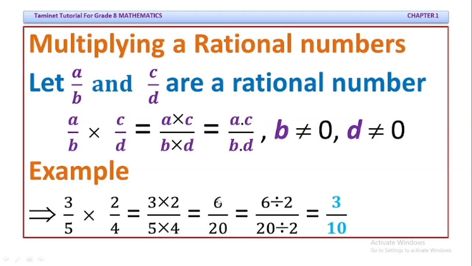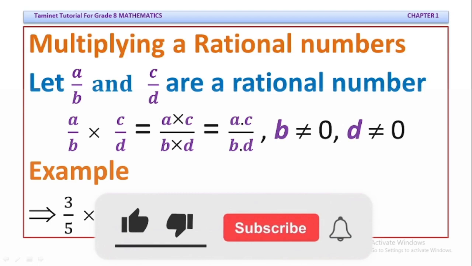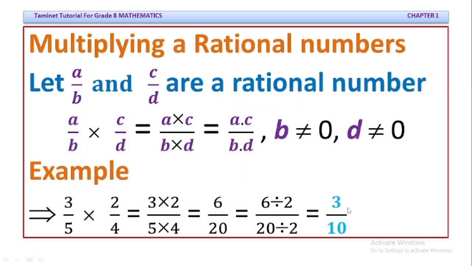Now look, the numerator and the denominator are both multiples of 2, so this is not the lowest term of the fraction. Don't forget to reduce to the lowest term. 6 over 2 is 3 and 20 over 2 is 10. So 3 over 10 is the lowest term of 6 over 20.